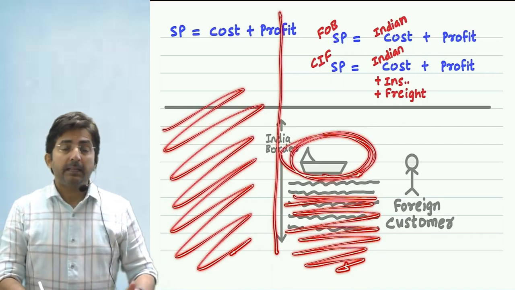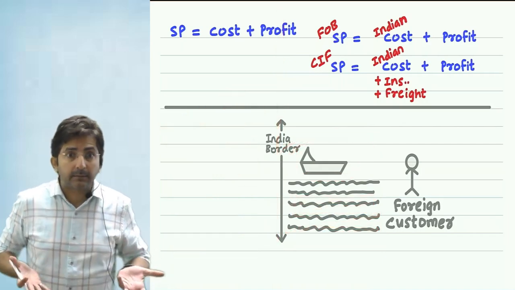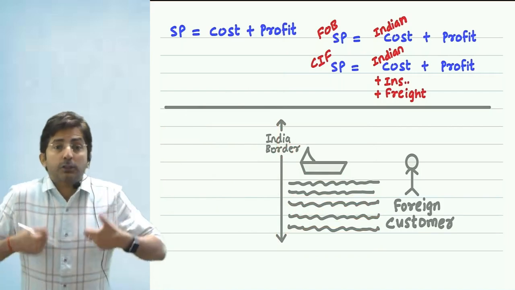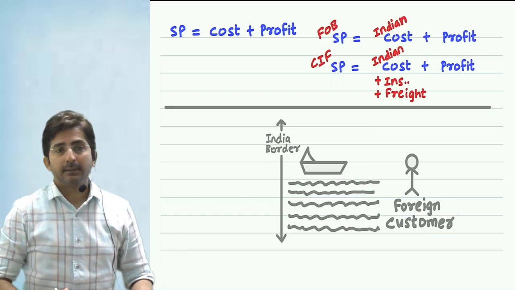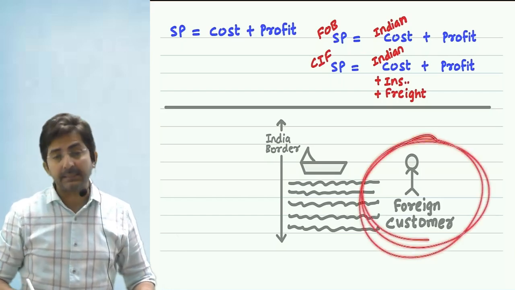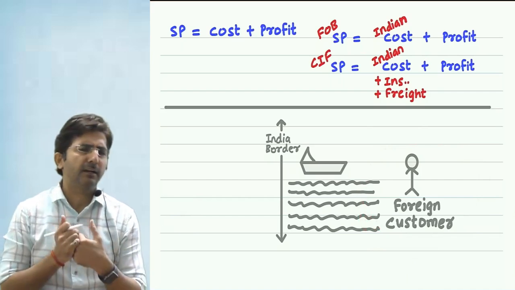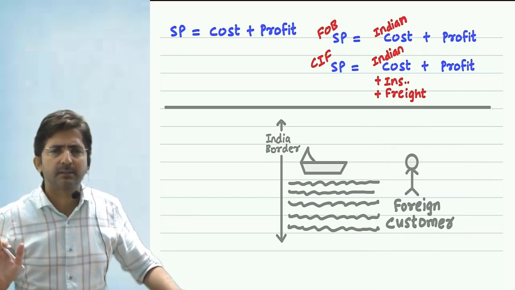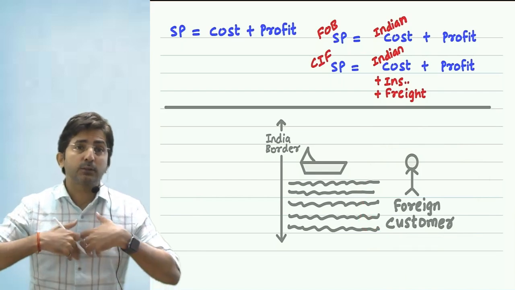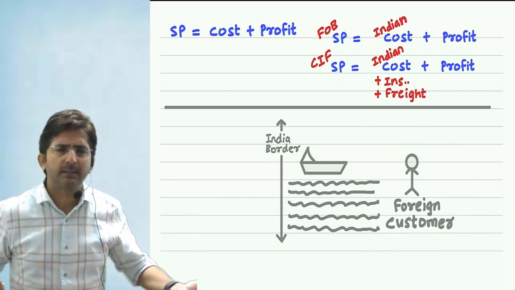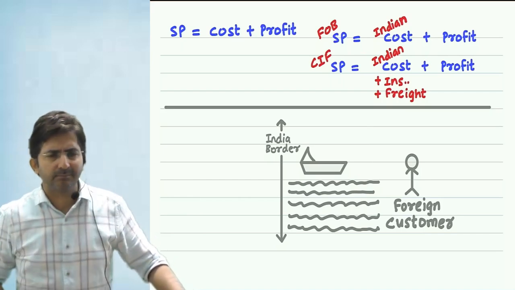So tell me, if I am ready to bear every expenditure, my cost will increase. And if my cost will increase, obviously my sale price will increase. See, the customer will love this when I say, you don't have to worry, I will incur everything. Customer will love this. But a businessman is very smart. Once he gives full facility to the customers, he will recover everything from the customer.